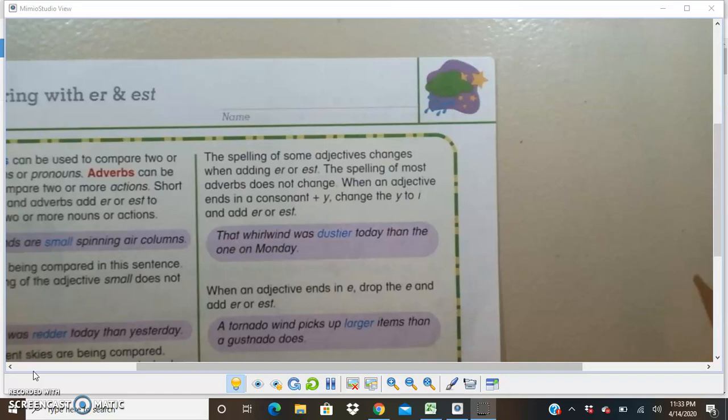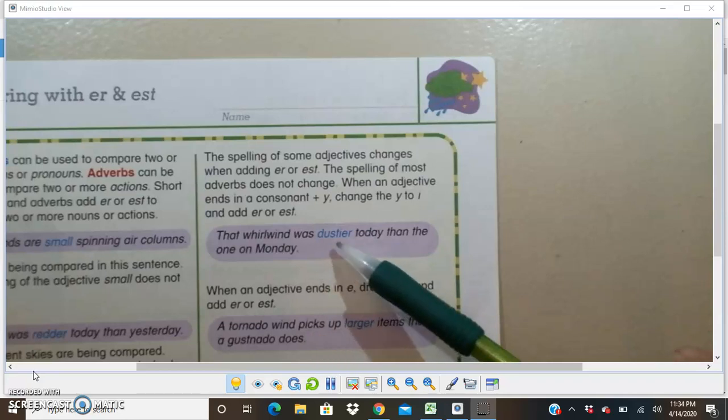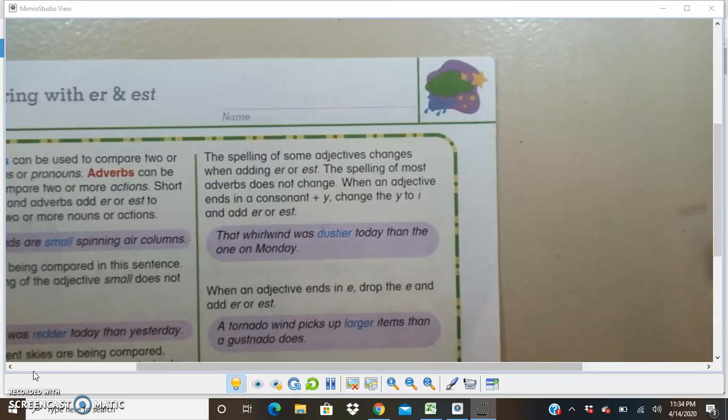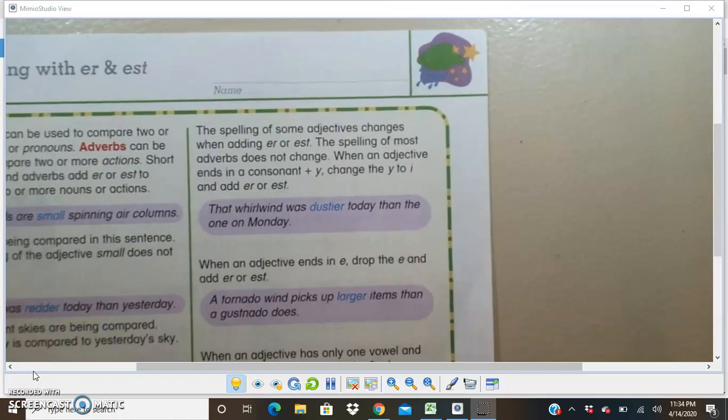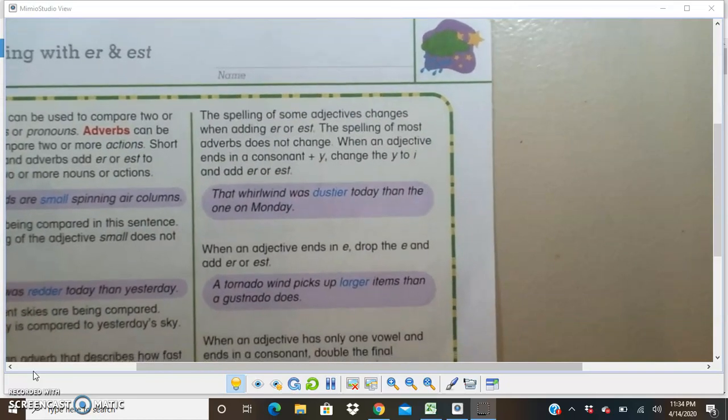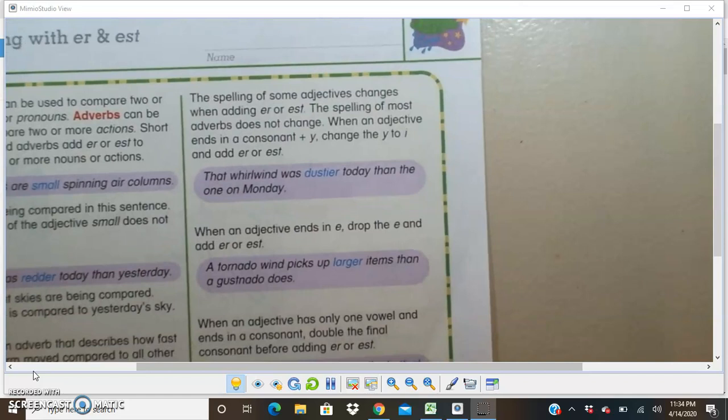When an adjective ends in a consonant plus a Y, for example, dusty, T would be a consonant and the Y. You change the Y to an I and you add ER or EST. So in this sentence, it's that whirlwind was dustier than the one on Monday. When an adjective ends with an E, you drop that E and you add an ER or an EST. A tornado wind picked up larger items than a gustnado does.